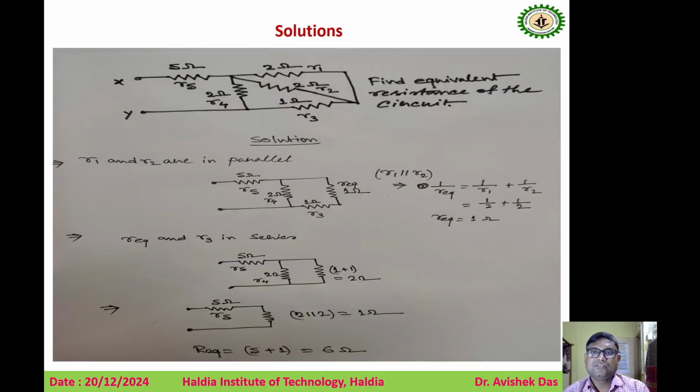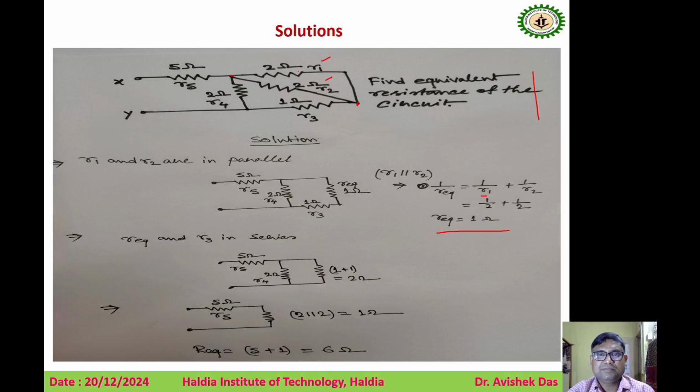Look here, to find the total equivalent resistance, what is the solution? R1 and R2 are connected in parallel, right? Look carefully at this terminal and this terminal. So R1 and R2 are connected in parallel. What is the equivalent resistance of these two resistors? R equivalent is equal to 1 by R1 plus 1 by R2, so the R equivalent value will be 1 ohm, right?